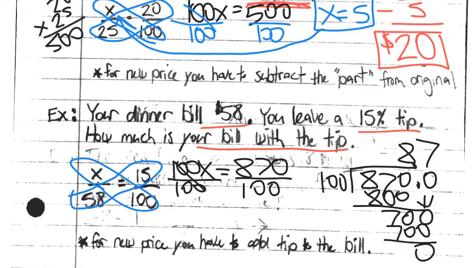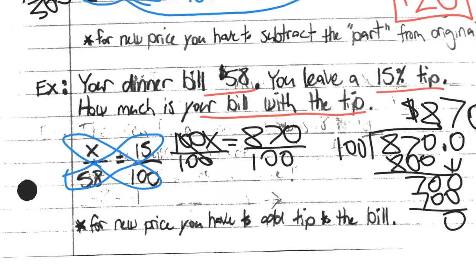So now we're looking for the part. This is what the tip would be. It's not going to be 8.7. Think about it in money form. That's going to be not 8.7, but it would have another 0 on the end because we have 70 cents. So it would be $8.70. Now that's not our final answer again. Look at our little blurb down here. It says for a new price, you have to add the tip to the bill.